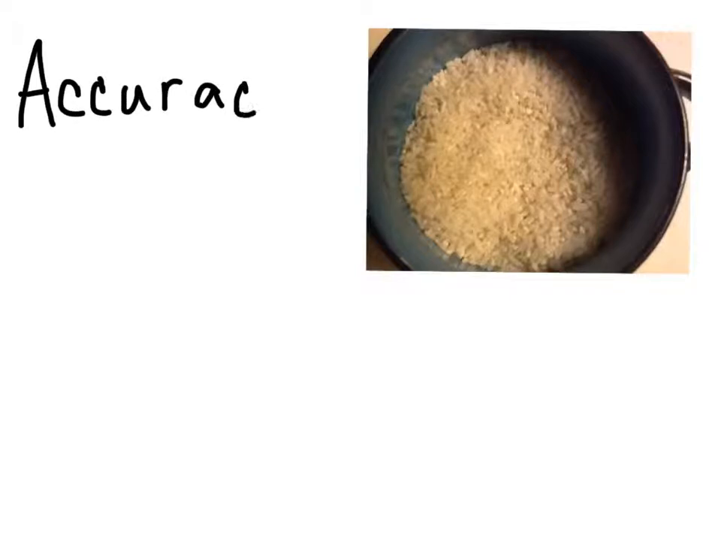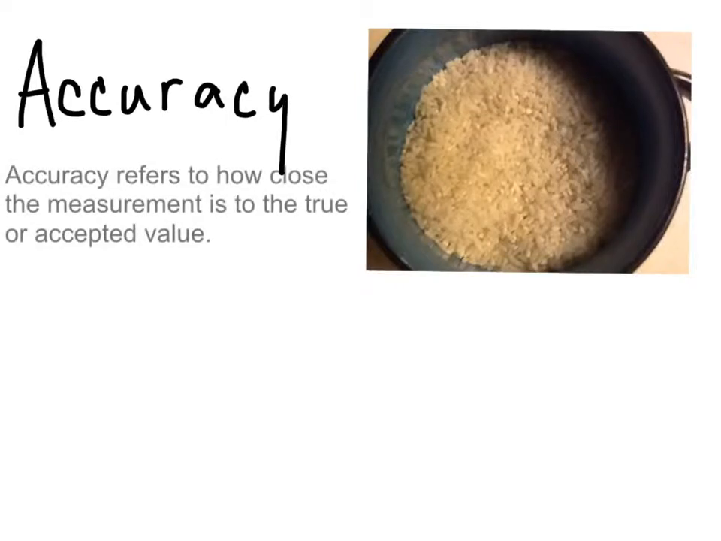Accuracy. Accuracy refers to how close the measurement is to the true or accepted value. So let's say someone actually does count every single grain of rice in this bowl, and then they hand the bowl to someone else. Could that person count the exact same number of rice grains? If they do get close enough to the accepted value, they're being accurate in their counting.